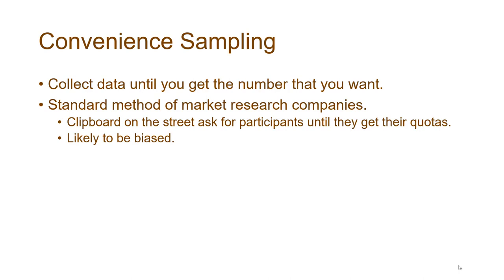Convenient sampling is the type of sampling that you might experience when you're going down the street and suddenly someone comes up to you with a clipboard and says, "Will you take part in my survey?" So the way they work is they collect data until they've got the number that they want. So they're told at the start of the day, I need 200 responses to this survey. So they sit there and wait until they get 200 people who will participate.